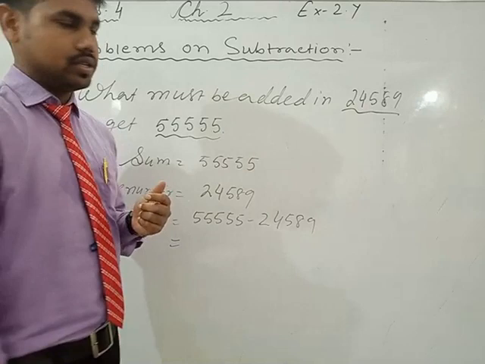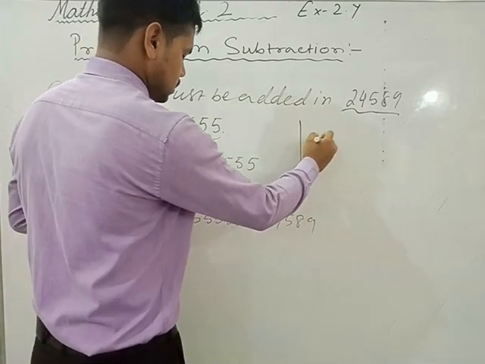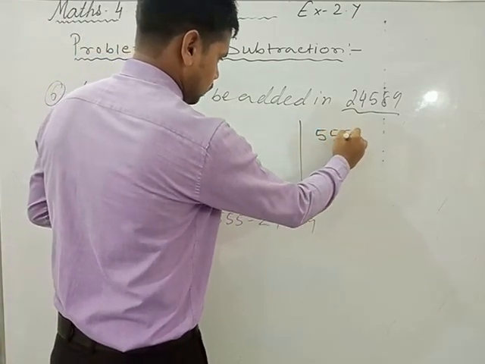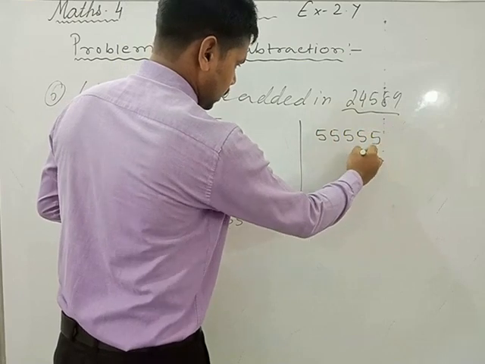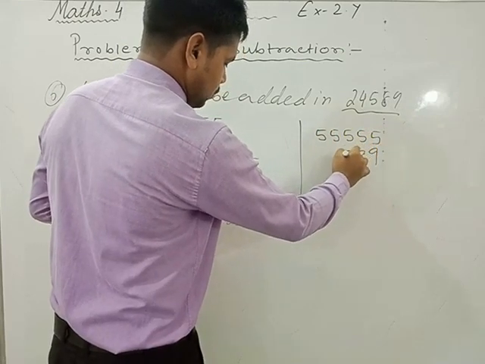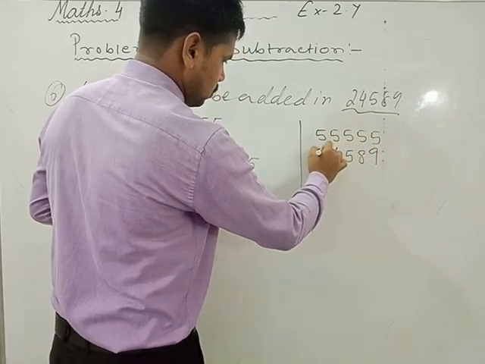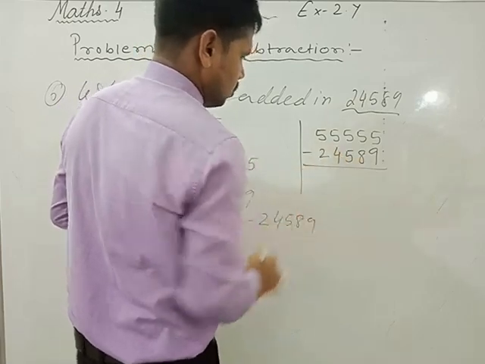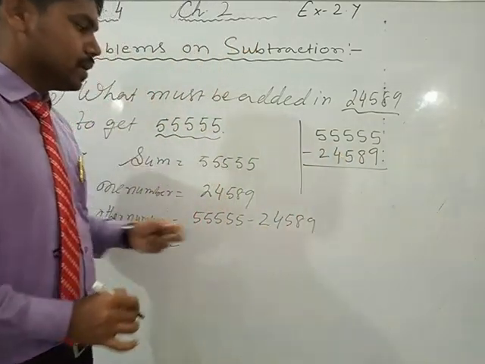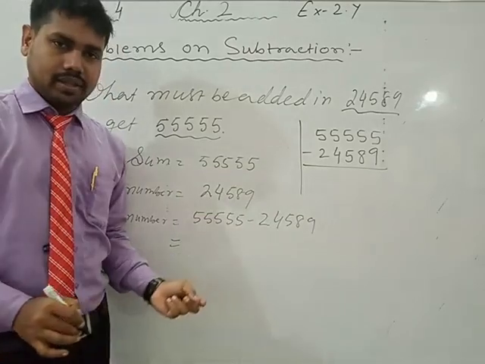Okay, so you do the subtraction here like this, 98542. Whatever the subtraction comes to, you write here, and that will be the answer.